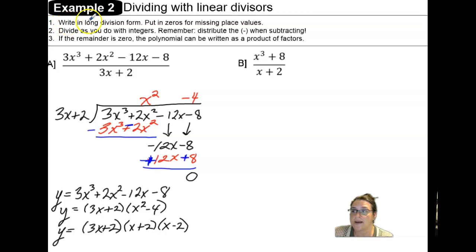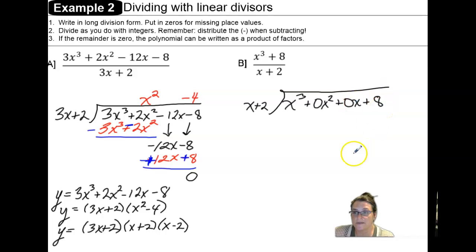Going back to step 1, we're going to write in long division form, putting in zeros for missing place values. And we do have some missing place values here in example B. So when I divide x plus 2 into my dividend, x cubed, I have 0 for my x squared place value, and I have a 0 for my linear place value, and then the constant is 8.